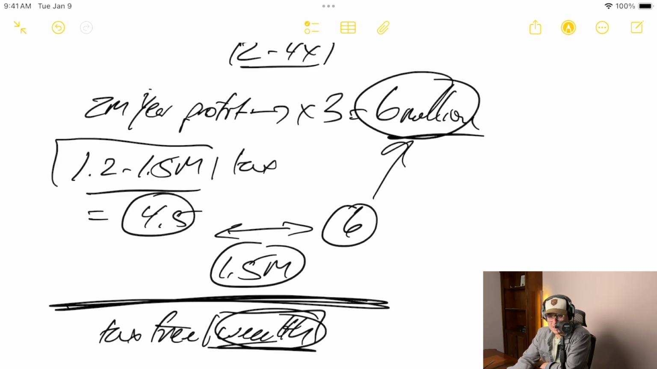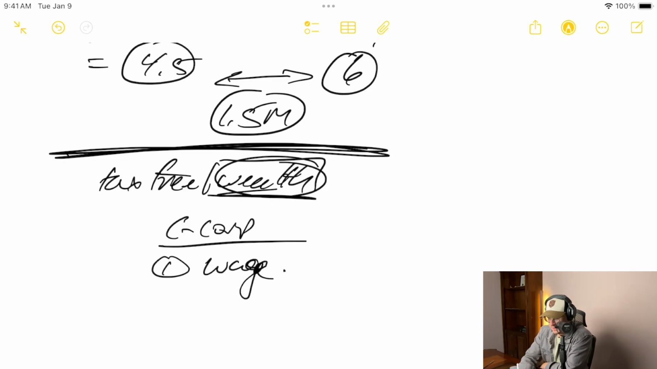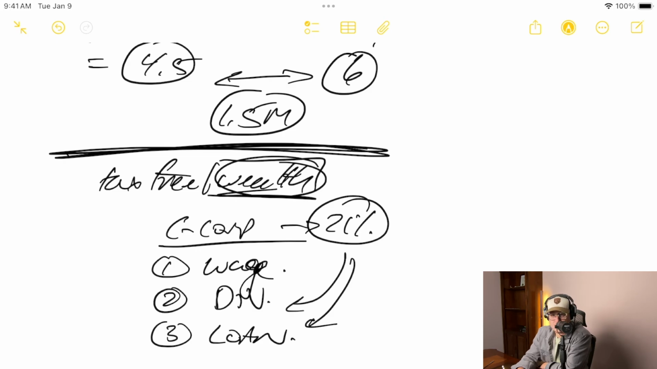Now, the last piece I will point out for most of you. In a C corporation, there are generally 3 ways to take money out. There's a wage, there's a dividend, and then there's loans. The C corporation pays 21% flat tax on the first dollar and the last dollar, all the way across. You get all your deductions just like a normal business. But when you take money out, you have to pay the 21% first, and then you can take a dividend, or you pay the 21% first, and then you can issue a shareholder loan.